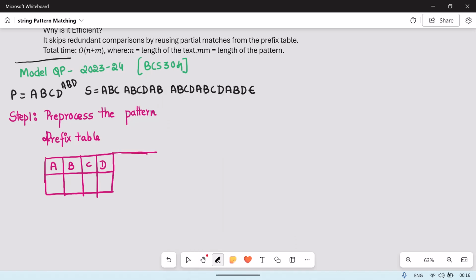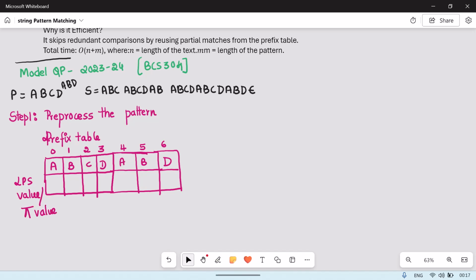That LPS value has to be written in the next row, so I've left a space there. Okay, so A, B, C, D, A, B, D. I will also give their index numbers like this. Here I will write the LPS value, also called pi values.